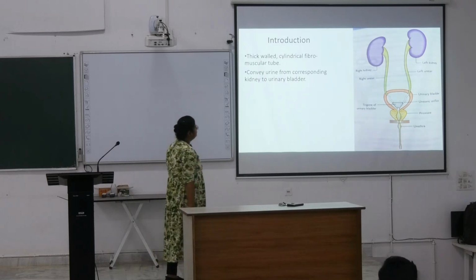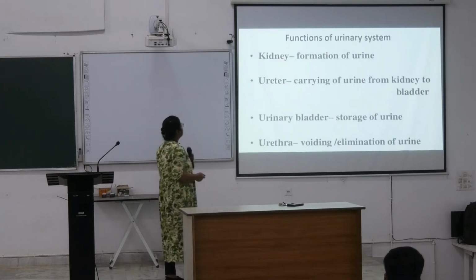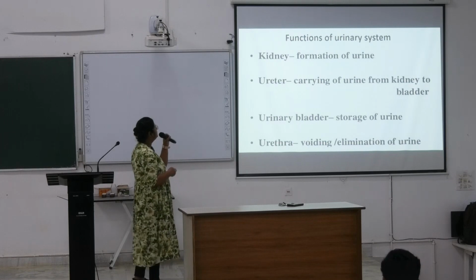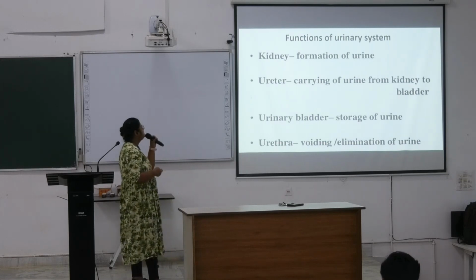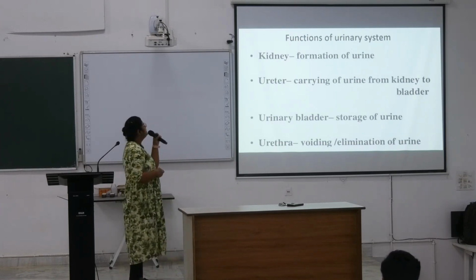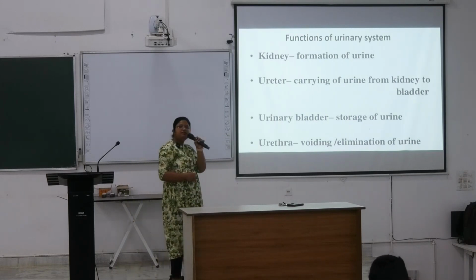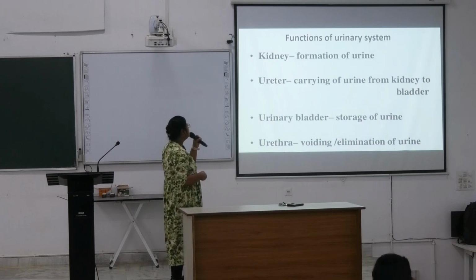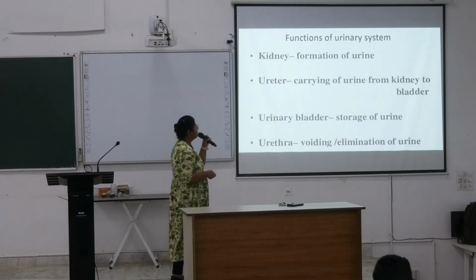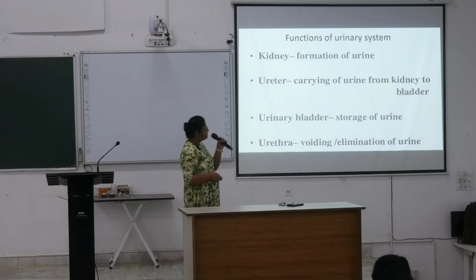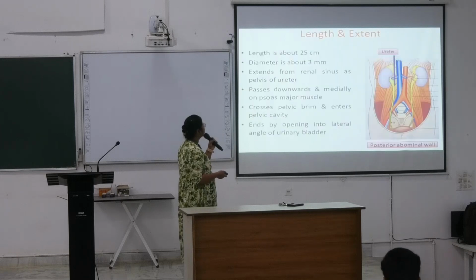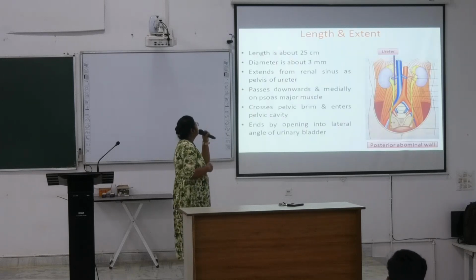Next, so these are the functions of the urinary system. Kidney helps in formation of urine, ureter carrying of urine from kidney to the bladder, urinary bladder helps in storage of urine, and urethra voiding or elimination of urine.